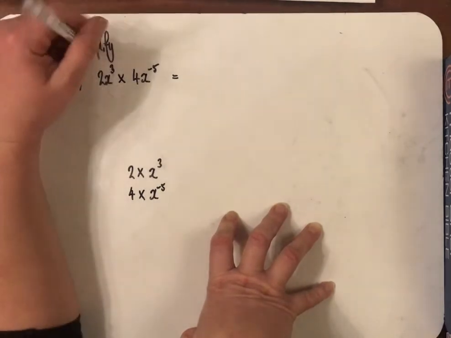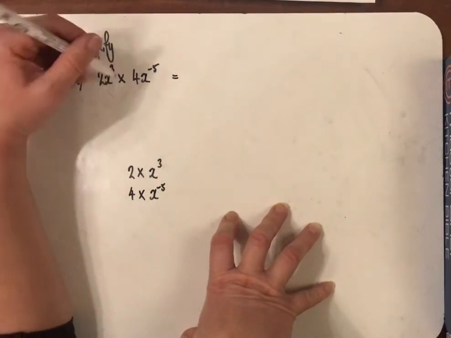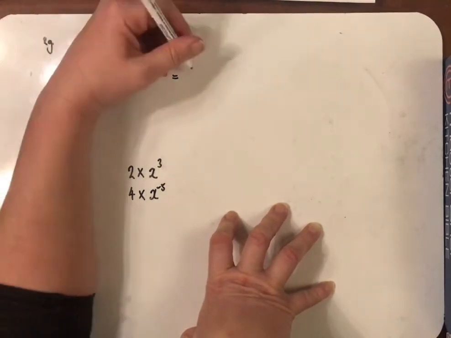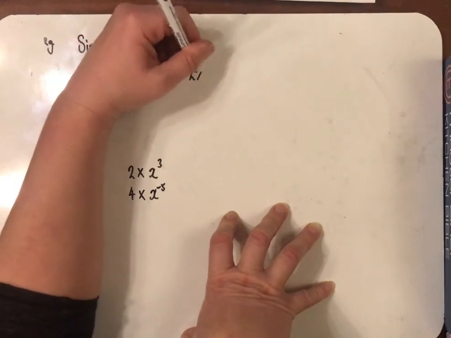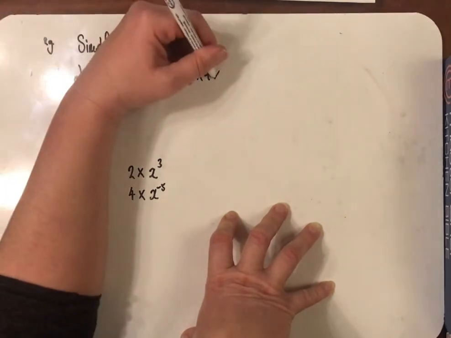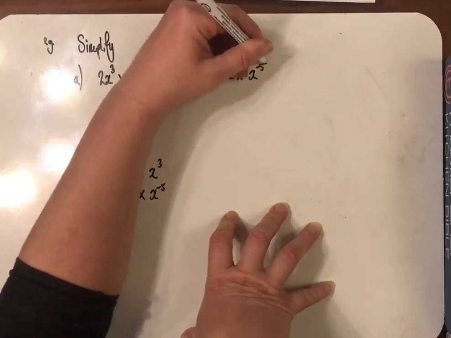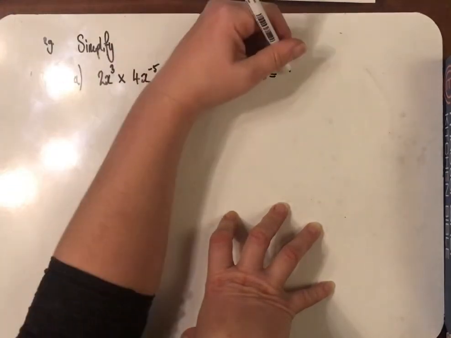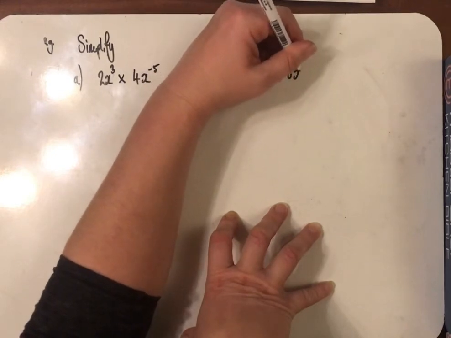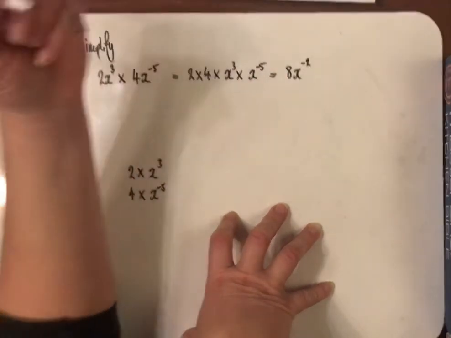And when you're multiplying, it's commutative, so you can swap the order around. So this is the same as having 2 times 4 times x cubed times x to the minus 5. So 2 times 4 is 8, x, and then adding the powers, we get minus 2.